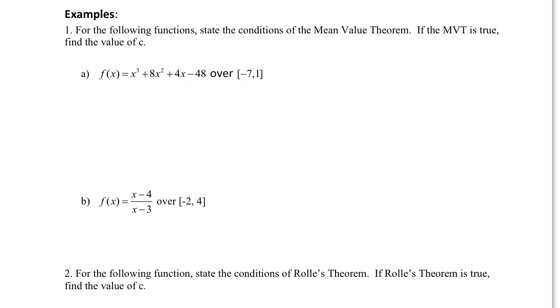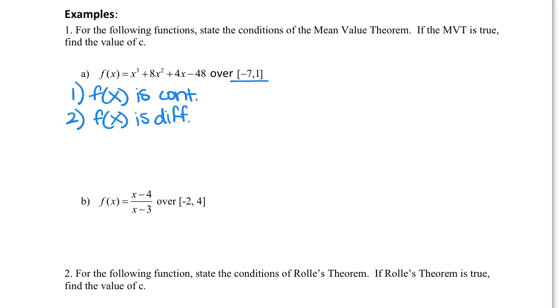So the first thing we want to check in our mean value theorem is, is the function continuous? And yes, f of x is continuous because it's a polynomial and there are no breaks. It's a smooth curve. Secondly, is f of x differentiable over the interval? And again, because it is a polynomial, yes, f of x is differentiable. And these are both over the interval, -7 to 1. So it fulfills both criteria of the mean value theorem. So now we can apply it.